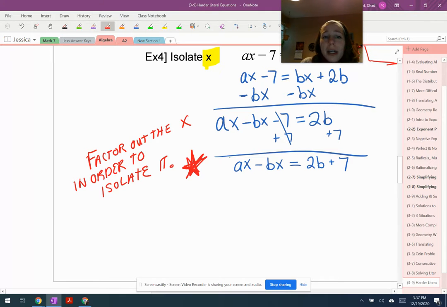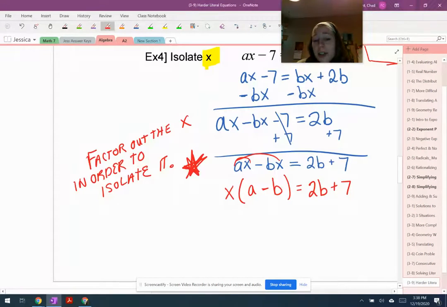So if we're factoring it out of both of those, that is kind of like taking the x out and putting it on the outside. So x times a minus b is equal to 2b plus 7. It's that opposite or that inverse of the distribution property or the distributive property. If I were to go backwards and distribute the x to both the a and the minus b, I would end up with that blue expression ax minus bx that I had. So those two things are equal.